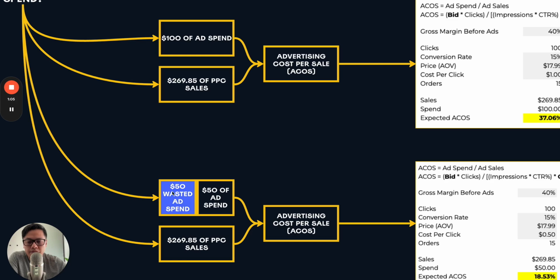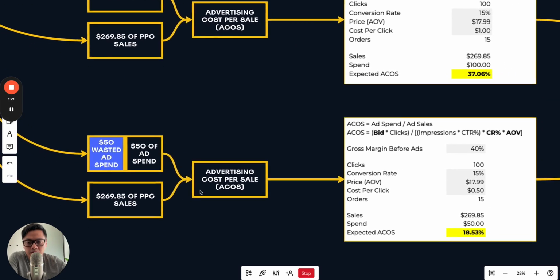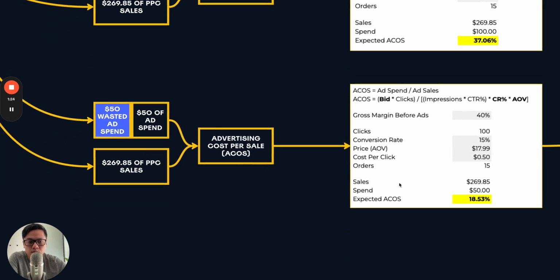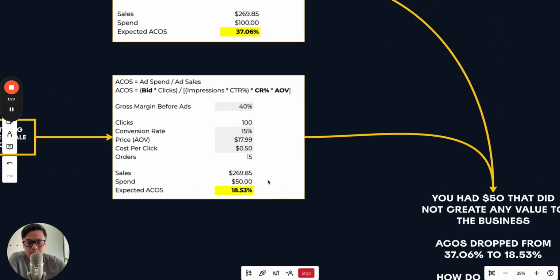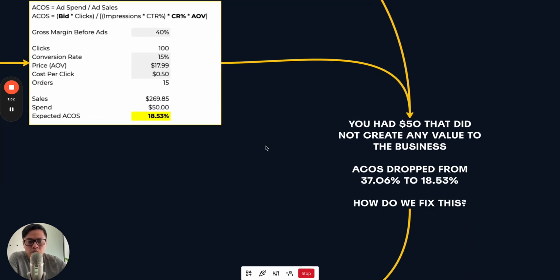So now let's just take the exact same sales number, and let's assume that of that $100 spent on ads, 50 of it was wasted ad spend, and the other $50 was attributed to that $269.85 of PPC sales. So when you go through the same calculation of taking spend over sales, you now have an 18.53% ACOS. So you had $50 that did not create any value to the business. ACOS dropped from 37.06% to 18.53%.